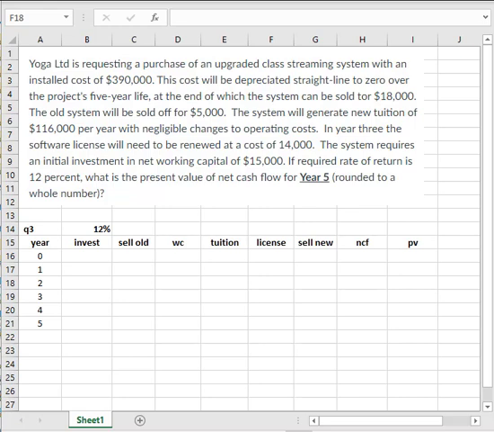Hey everybody, I wanted to go through this problem with you. We're going to map out the cash flows, and then we're going to get the present value of the cash flows, and then we're going to notice the number for just year 5, which is what they asked you.